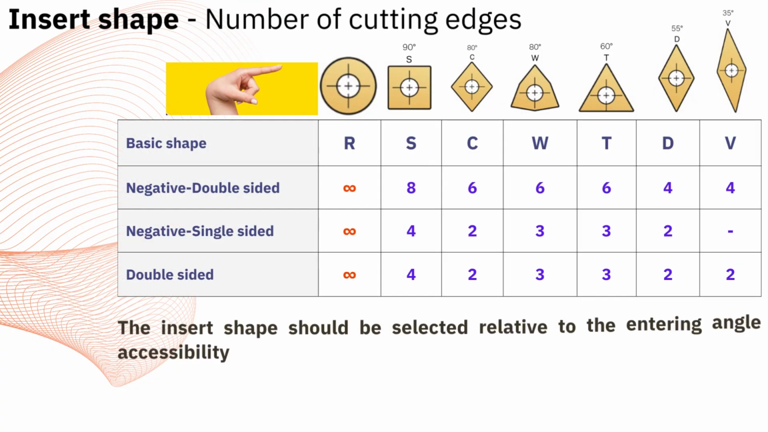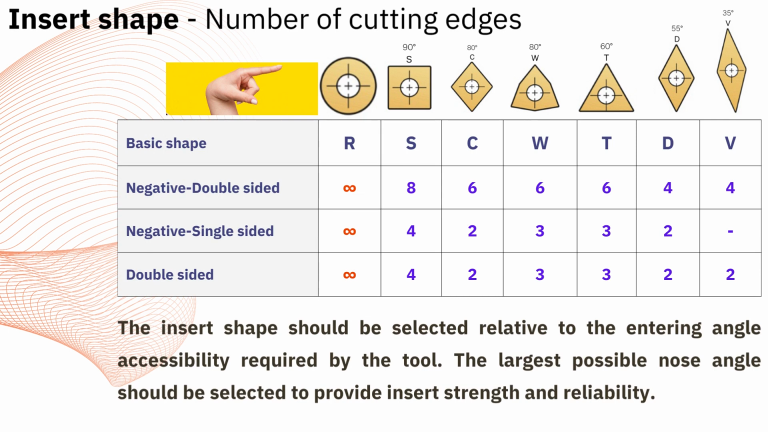Insert shape, number of cutting edges. The insert shape should be chosen in accordance with the geometric profile on the workpiece. The largest possible corner angle should be selected to ensure insert strength and reliability. The triangle insert has 3 cutting edges on each side. If the insert is negative, a total of 6 edges can be used. The cutting edge angle of the C-type insert is 80 degrees and has high cutting edge strength.